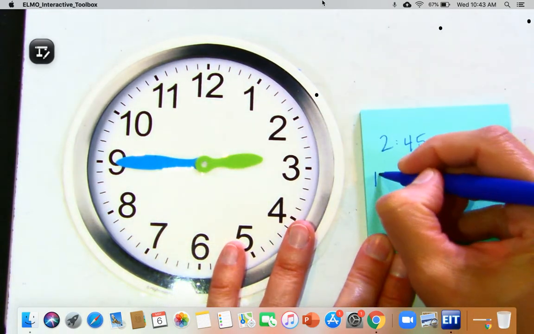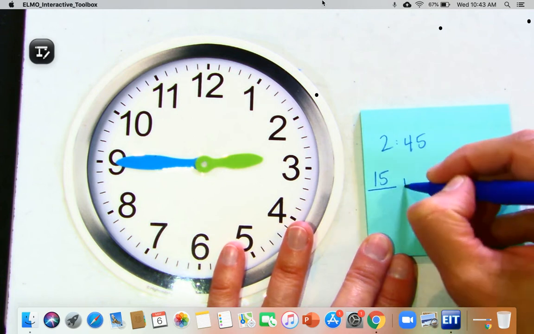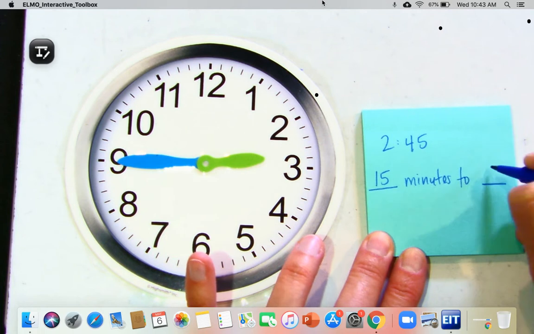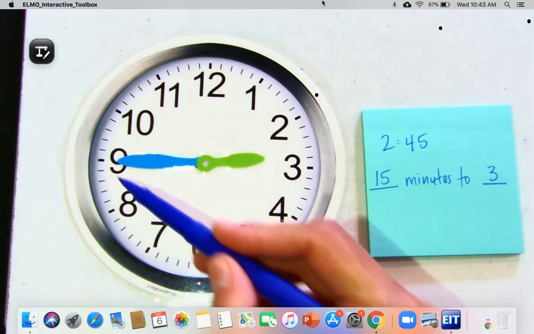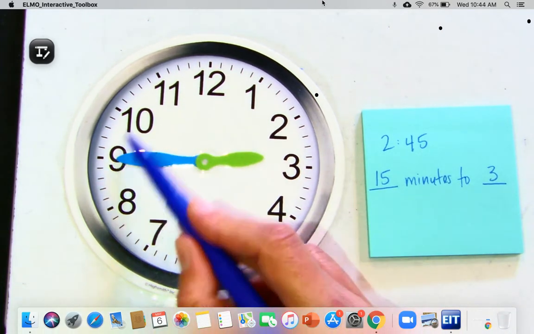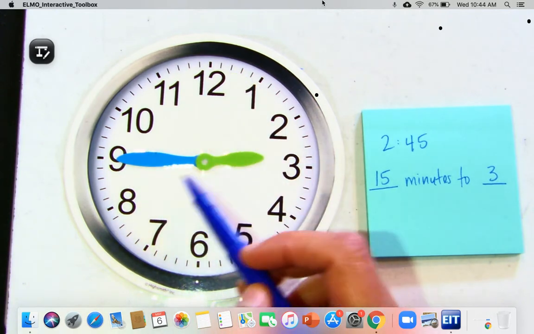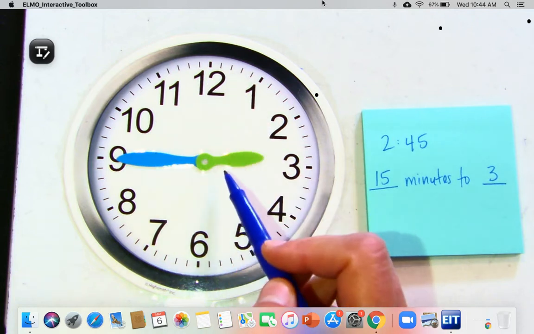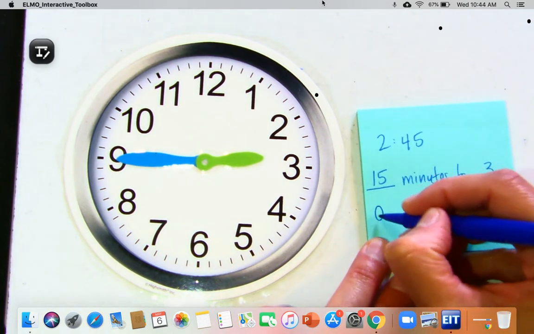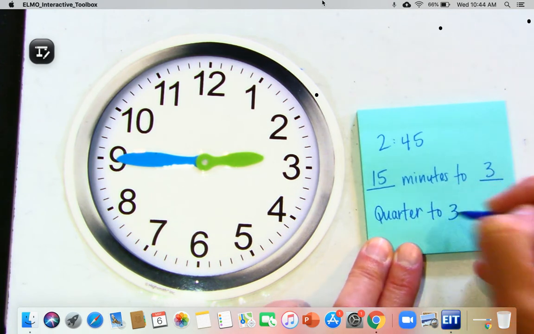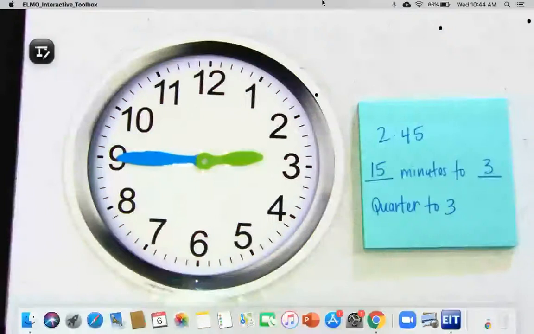In 15 minutes, it will be 3 o'clock. Now, another way when we have 15 minutes, if you remember, that kind of chunk of 15 minutes is also called a quarter, and it's a quarter of an hour. So we could also say this is called quarter to 3. So we could say 2:45, it's 15 minutes to 3, it's a quarter to 3.